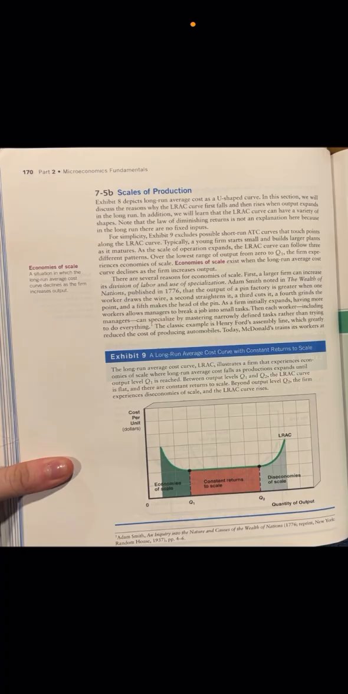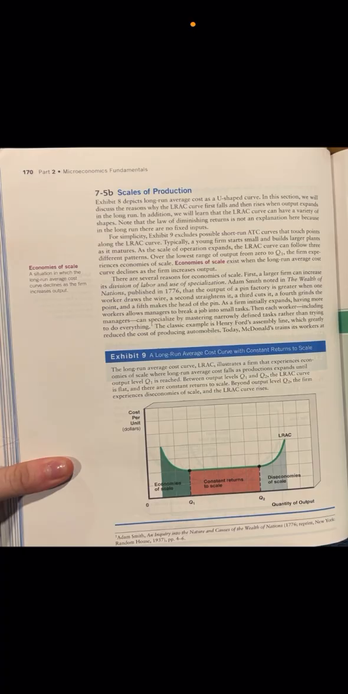Typically, a young firm starts small and builds larger plants as it matures. As the scale of operation expands, the LRAC curve can follow three different patterns. Over the lowest range of output, from 0 to Q1, the firm experiences economies of scale. Economies of scale exist when the long-run average cost curve declines as the firm increases output. There are several reasons for economies of scale.